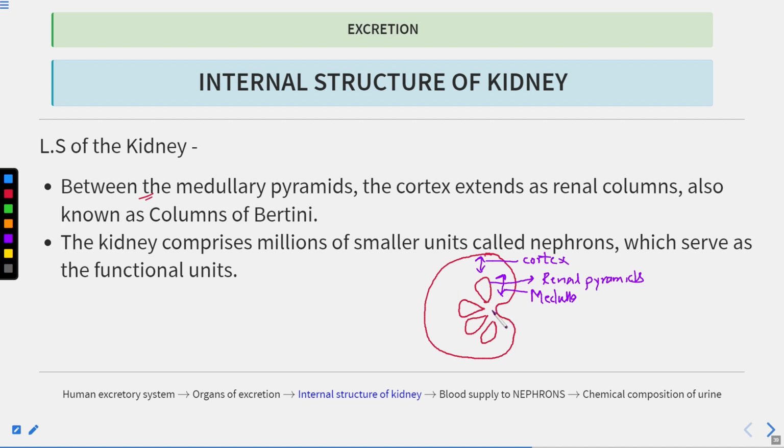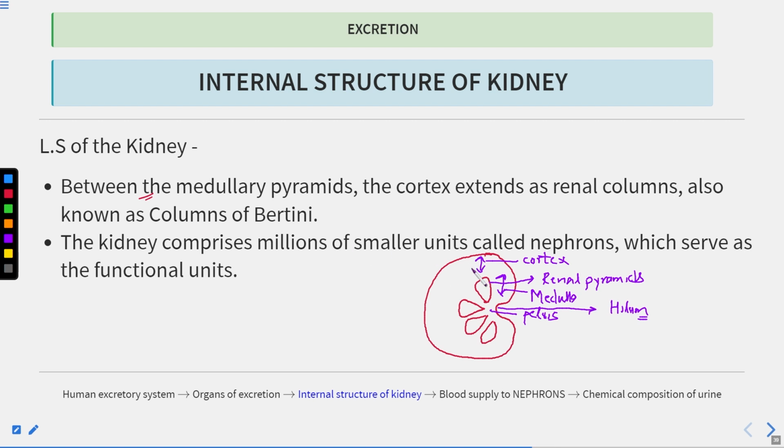Now this region is known as the renal pelvis, and this is known as the hilum. We have already discussed this. This notch is known as the hilum, where the renal artery enters and the renal vein exits, as well as the ureters also arise from this hilum.